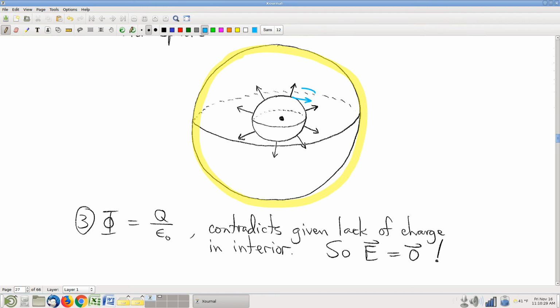Right here, you could have a non-zero field that's still giving you 0 flux. Right, so the fact that all these field lines are radial is what makes that problem go away. Yep, it's a great question.